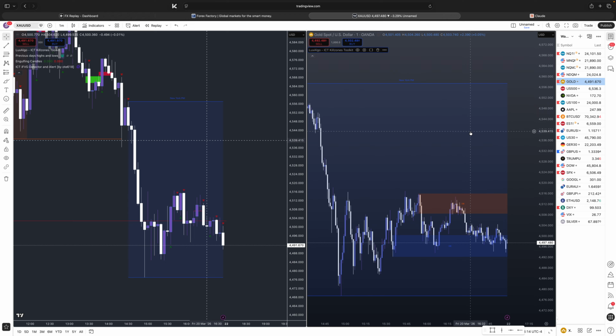Gold is way more volatile, and when it moves, if you can get the direction right on gold, you can get insane risk to reward trades. And that's just me trading gold on the 5 minute.